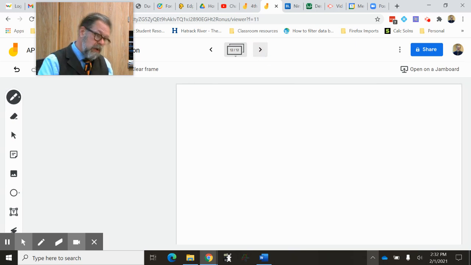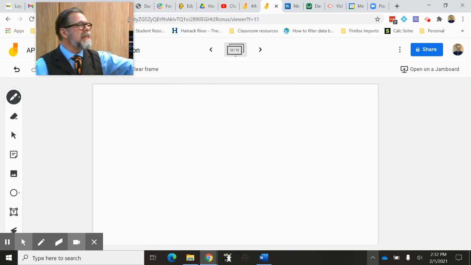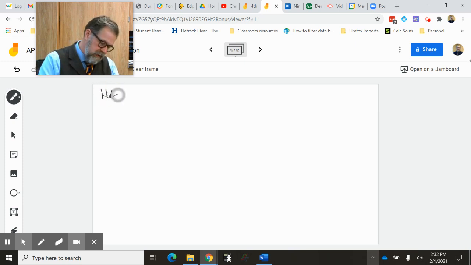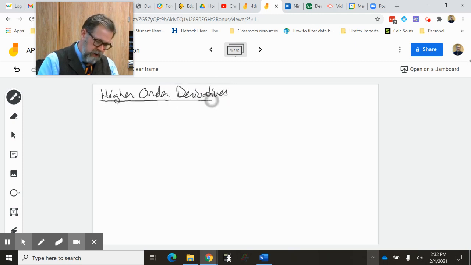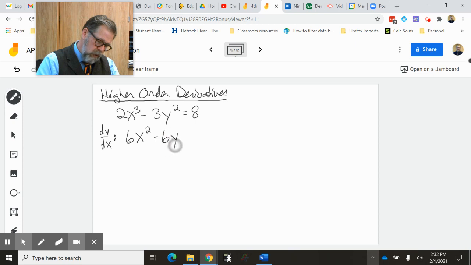All right, welcome back. Let's look at higher order derivatives. And higher order derivatives, it's just do it twice, but there's a little bit of a twist when we're dealing with implicit differentiation, and I'll show you the twist. So here we go. 2x cubed minus 3y squared equals 8. And to find the first derivative, we'll just do all the steps. I got 6x squared minus 6y times the derivative of y equals 0.